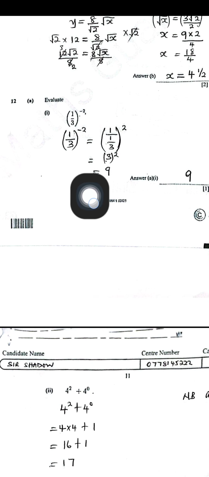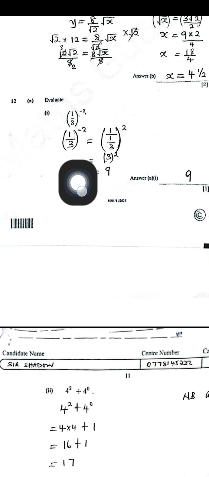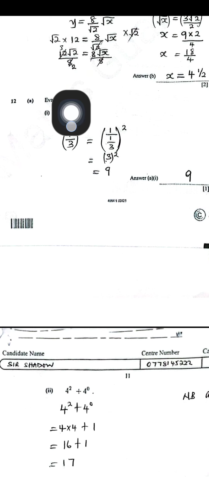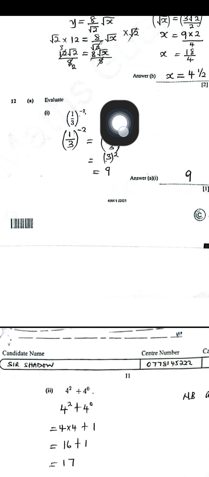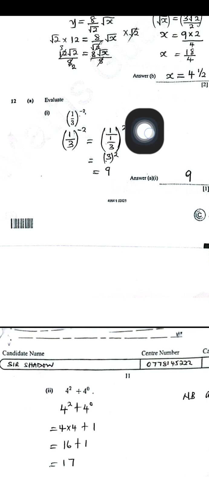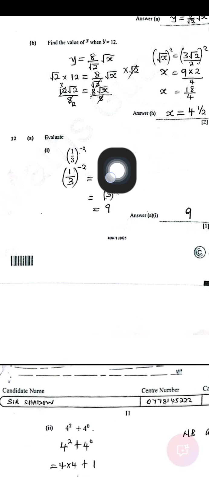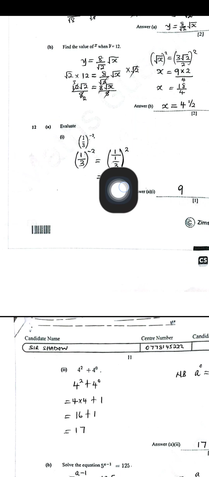All right, so we are saying (1/3) to the power of minus 2. The laws of indices say that whenever you are given a negative power, you just remove that negative by putting 1 over the same fraction without a negative, and the power becomes 2. Then I put 1 over (1/3), to the power 2.